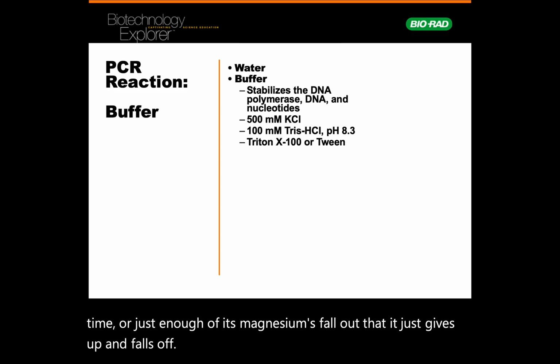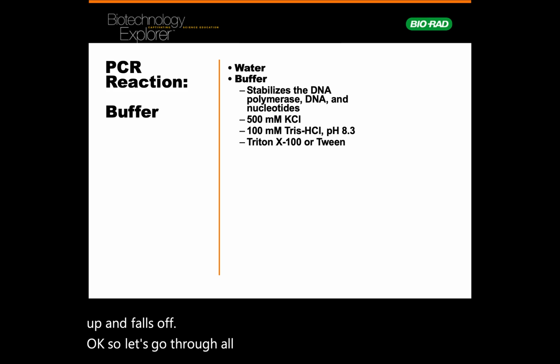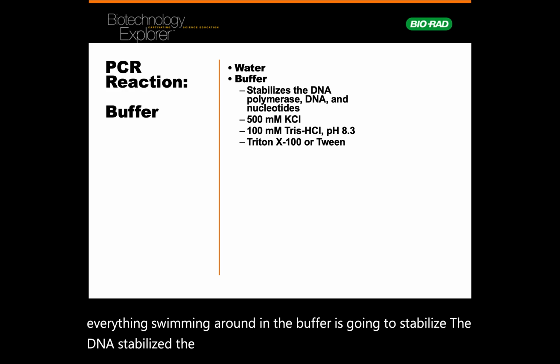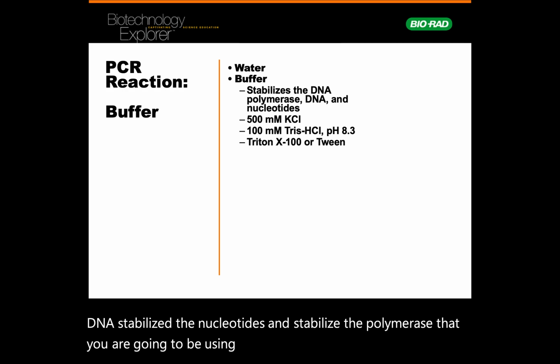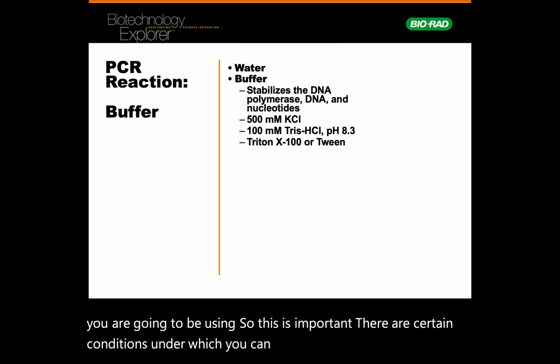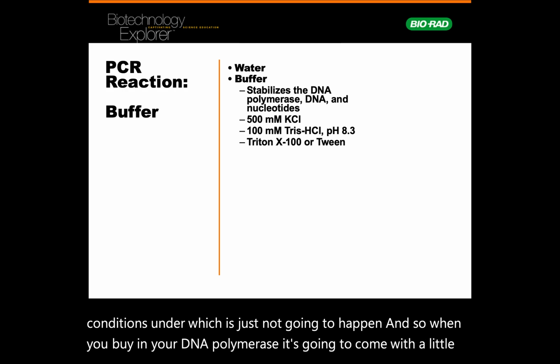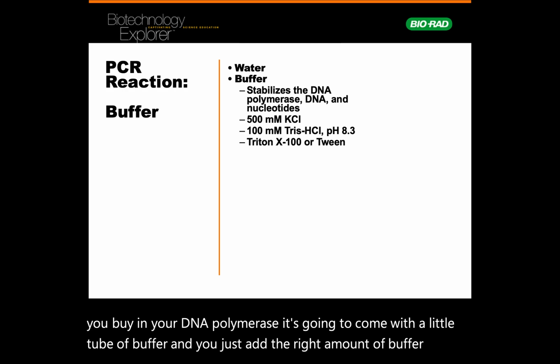Okay, so let's go through all these things. Water, yeah, that's what everything's swimming around in. The buffer is going to stabilize the DNA, stabilize the nucleotides, and stabilize the polymerase that you are going to be using. So this is important. There are certain conditions under which you can copy DNA. There are other conditions under which it's just not going to happen. And so when you buy in your DNA polymerase, it's going to come with a little tube of buffer, and you just add the right amount of buffer that it says, and that makes everything work.